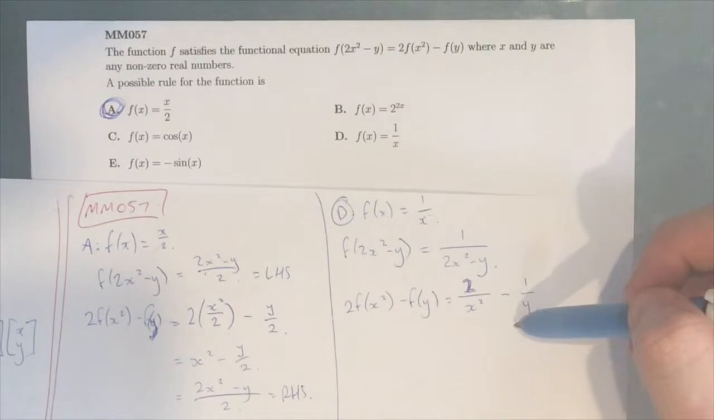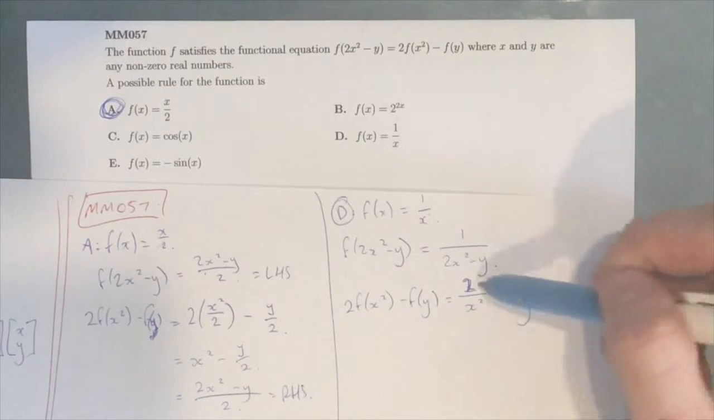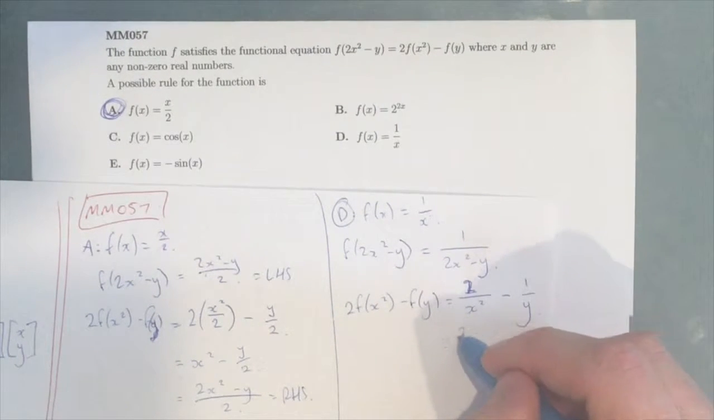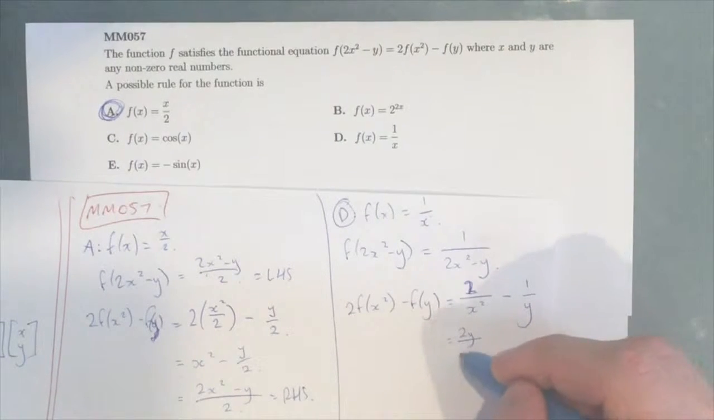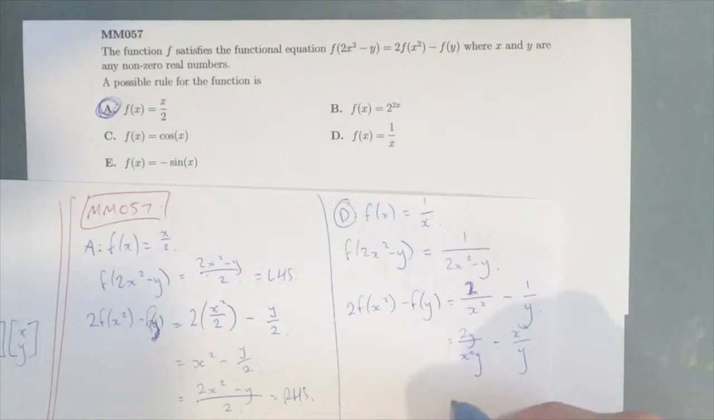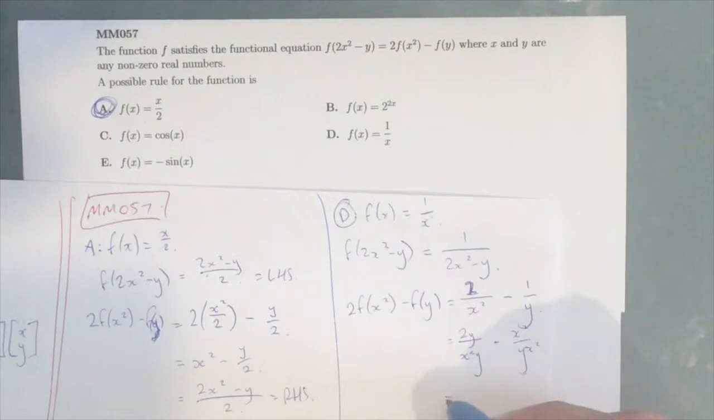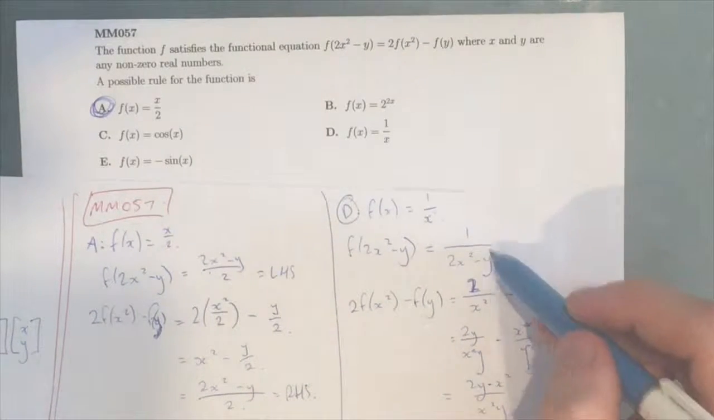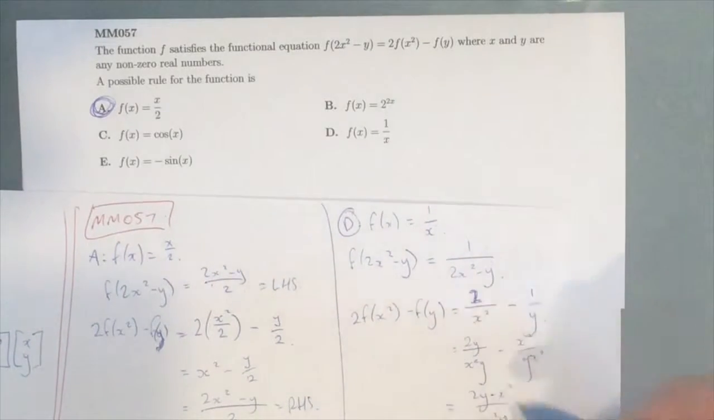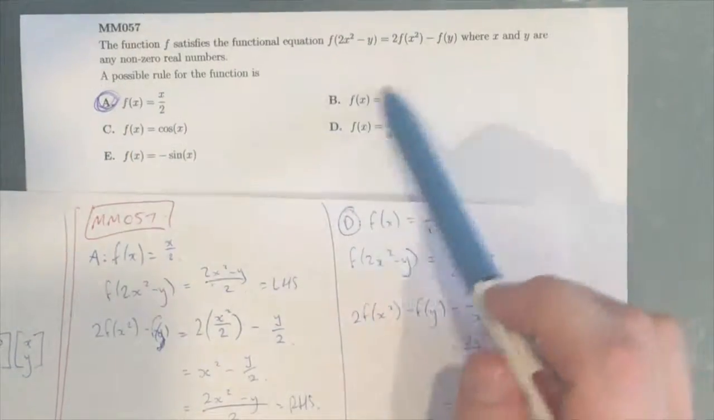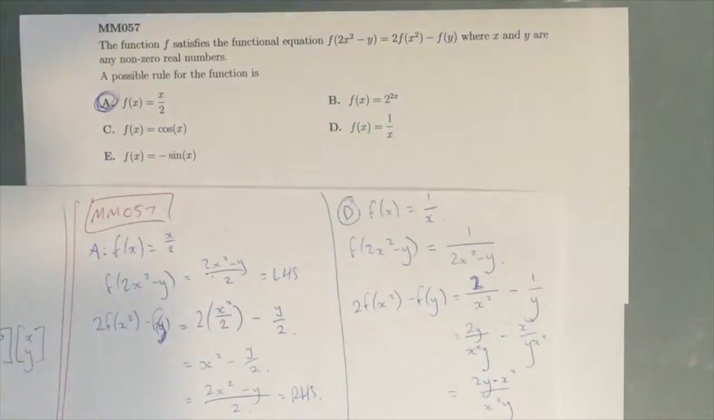Which is clearly not the same thing as this, because if we have to get it both in one fraction, what we'd do is cross multiply, so we'd get 2y over x squared y minus x squared over y x squared, which would give us 2y take x squared over x squared y, which is clearly not the same thing as this. So that's what you'd do if you were testing the other ones. And if you didn't get A or D first, you'd just keep going through the list and testing that. So yep, A is our answer.